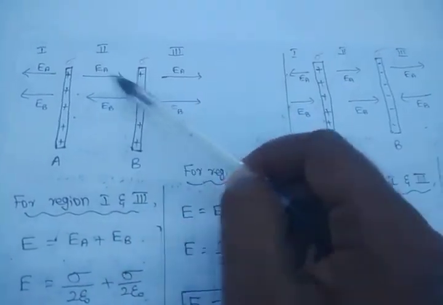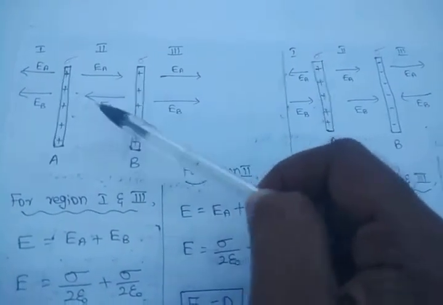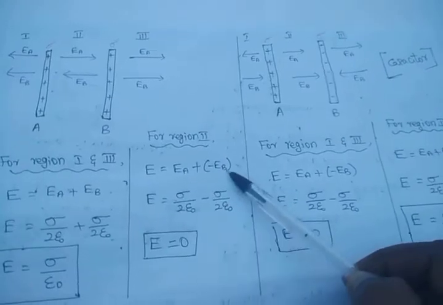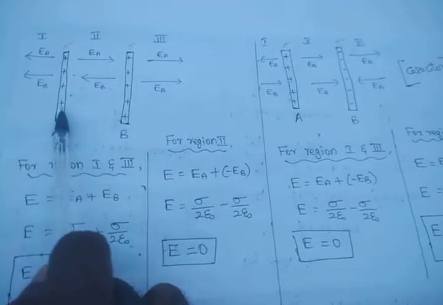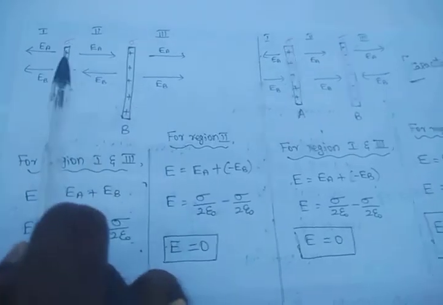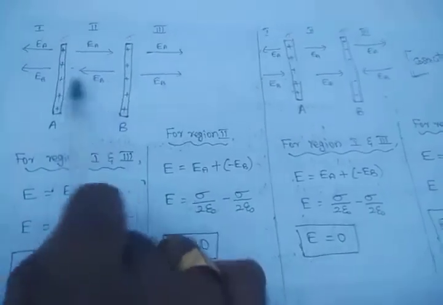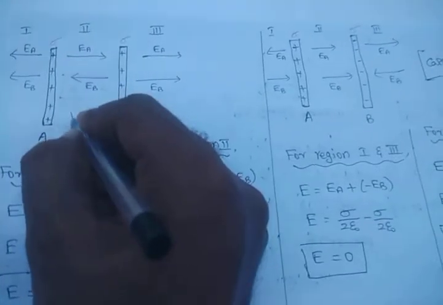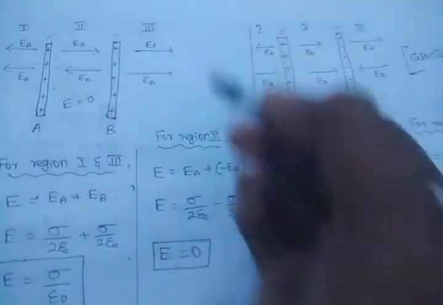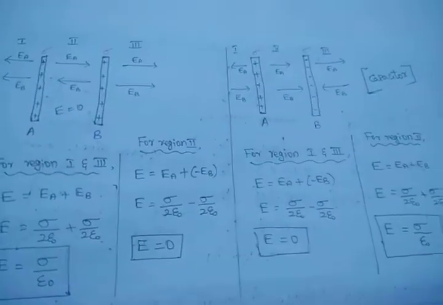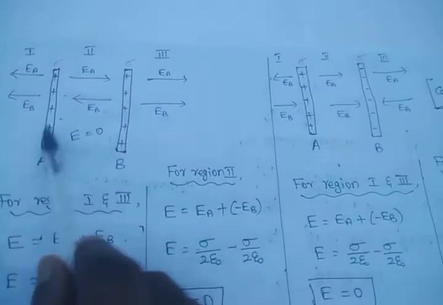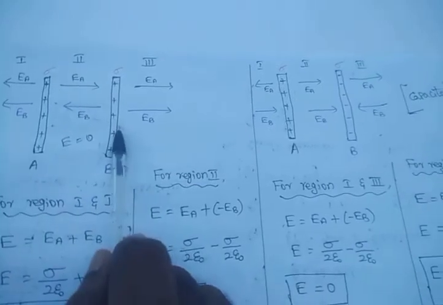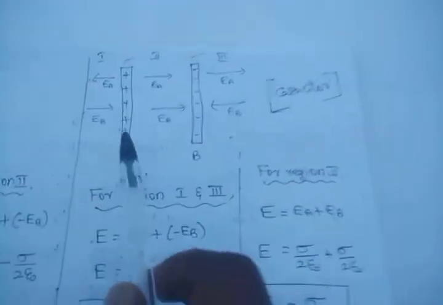In the second region both the electric fields are in opposite sense, both are equal and opposite. Hence the electric field in between the two plane sheets, if the two plane sheets have the same charge with the same charge density, is 0 in the middle. The students may ask, sir, if I put a negative charge instead of a positive charge, one positive and another negative, what will happen, sir? That is what we are going to see.